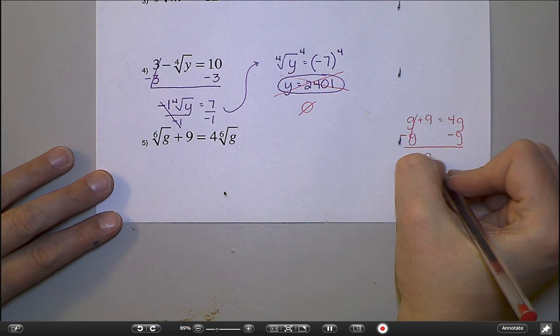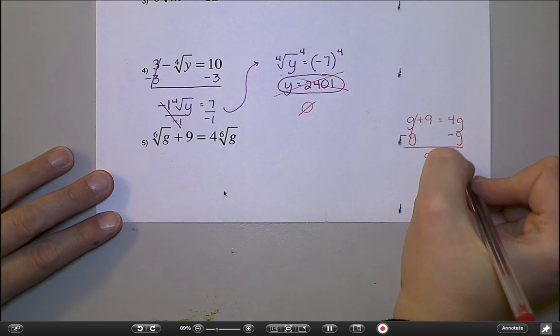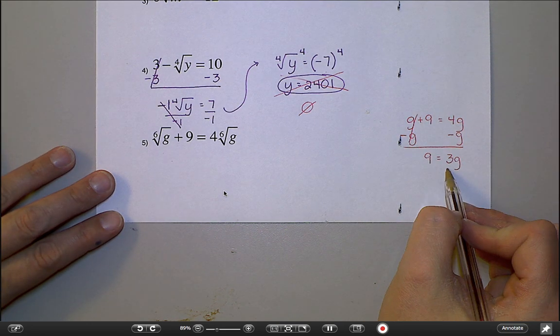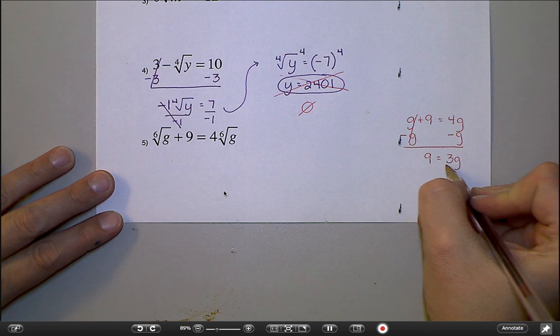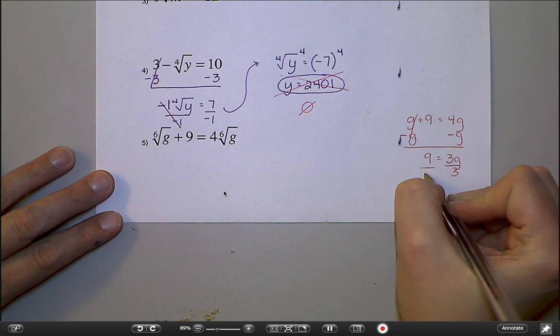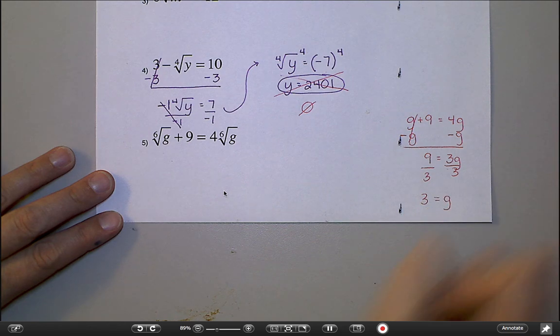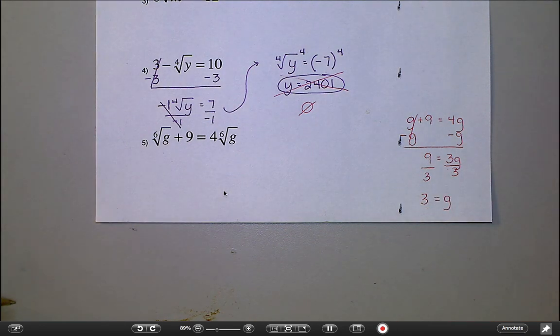And so now I have 9 equals 3g. 4g minus 1g gives me 3g. Divide by 3, and then 3 equals g. Well, that wasn't so hard, okay? This problem actually works just like it, all right?